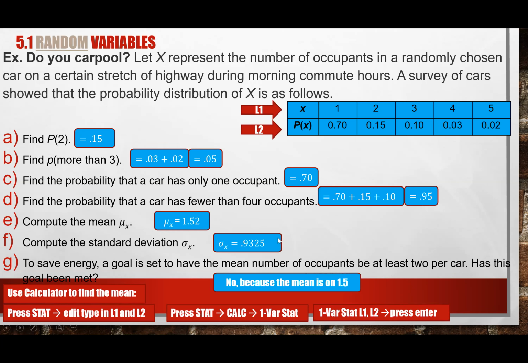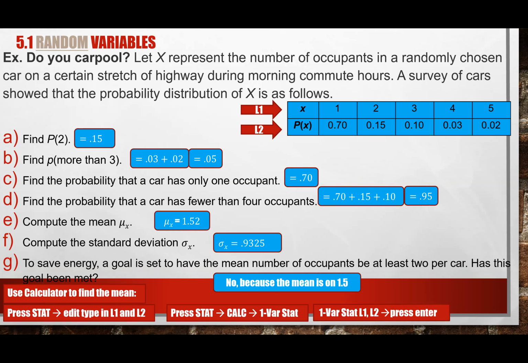Okay, so that's the idea: we look at our information and we try to analyze it and answer the question. The mean is not 2, so we are not at least 2. If it's 2 or more, then we say yes, we met the goal. But in this case, based on our data, we have not met this goal.